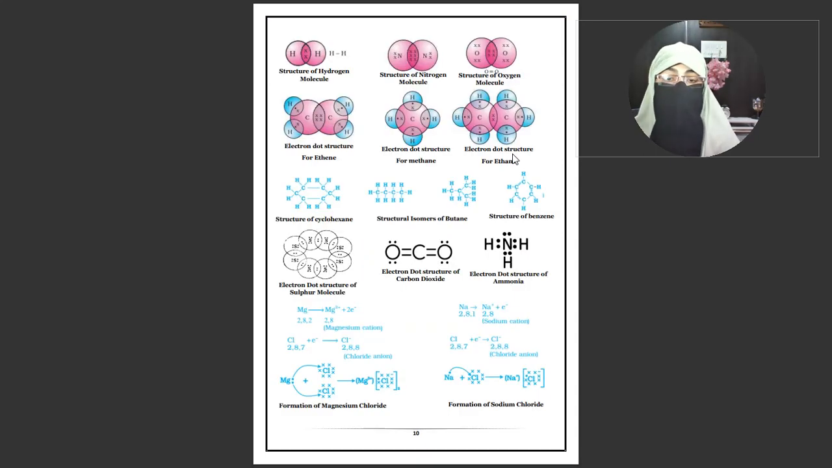Now these are the electron dot structures of some important molecules, that is the H2 molecule, N2 molecule, O2 molecule. Ethene, methane, ethane, all these are important structures. So you don't have to study the entire syllabus for these questions.